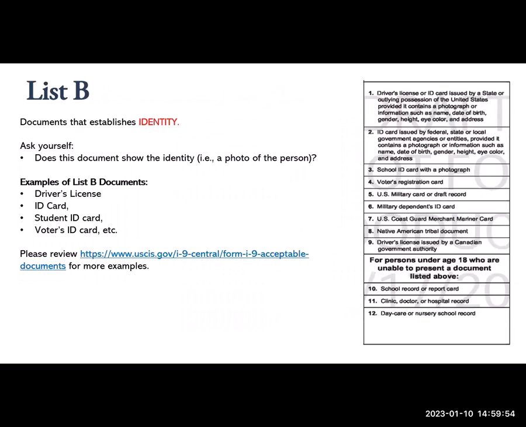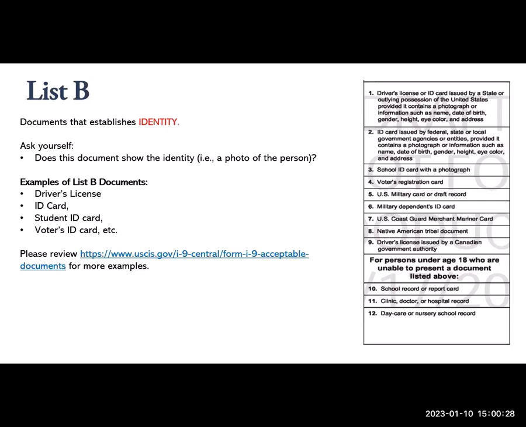List B. So these documents establish identity. And typically, all of them have a photo. They identify the person. You look at the person, you look at the photo, okay? So you're looking at things like a driver's license, an ID card, a student ID, a voter's ID card, okay? And there are more samples of that in the M-274, the employer handbook, and also at I-9 Central, okay?